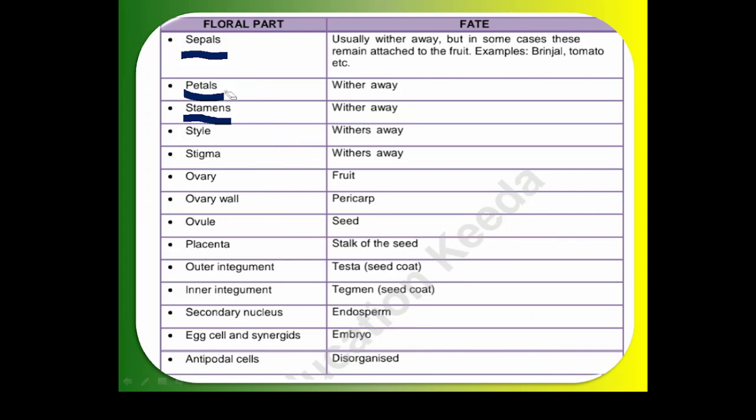So if I could put it in one line, it would be that petals, stamen, style and stigma all wither away. Sepals may wither away or may not, as they are present in some fruits like the brinjal and tomato. Although they are vegetables, tomato is often considered a fruit also. But here we are just discussing the development, so we'll consider it as a fruit only.